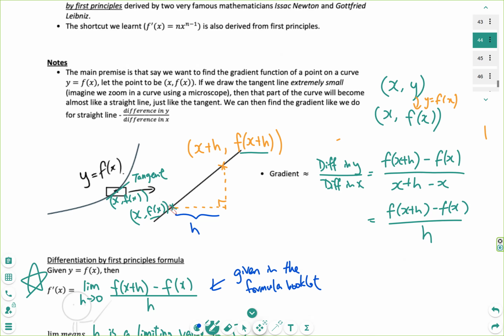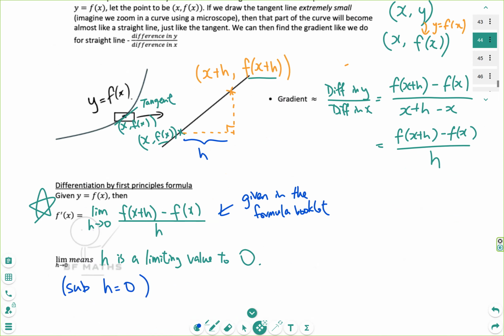Because we've been zooming a million times, that h value, to be honest, is a very, very small number because they're very close to each other. So therefore, we say h is a number that is close to 0, but it's not 0. H is a limiting value to 0, meaning h is a value that is very, very close to 0. So you can think about not 0.1, but 0.000001.